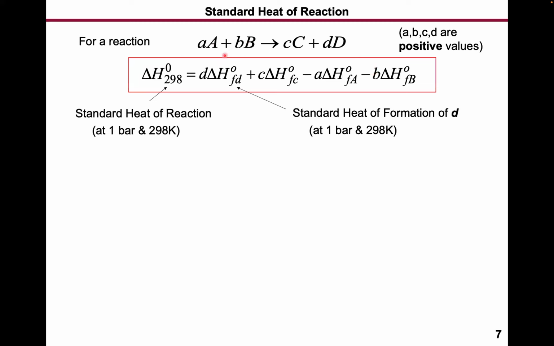So for this general reaction, let's say again, you have a moles of A reacting with b moles of B going to c moles of C plus d moles of D.